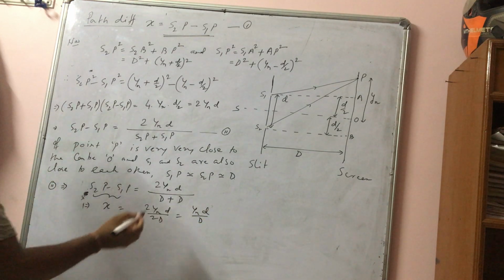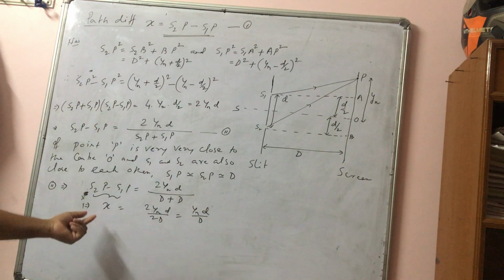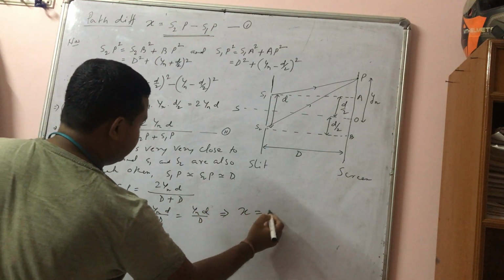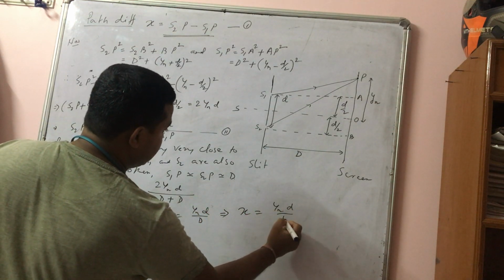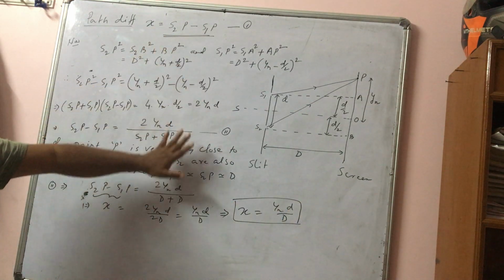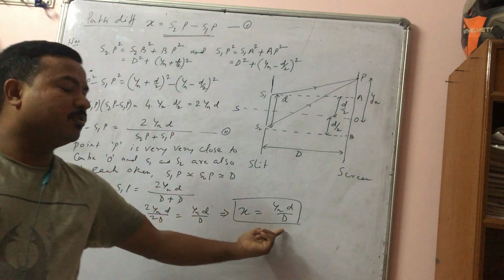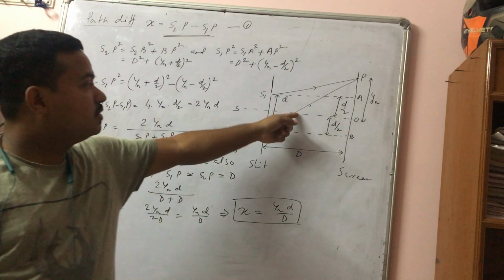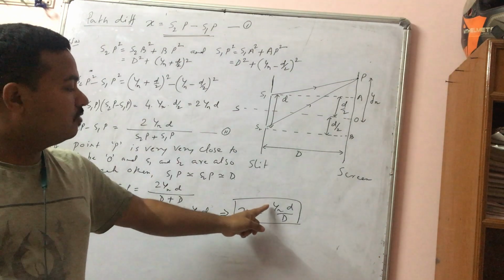So this is our main equation, and you have to remember it. We got x, the path difference, yn d by D. The derivation part is not important for us, this is the important result. You have to remember that the path difference between these two beams is x is equal to yn d by D.